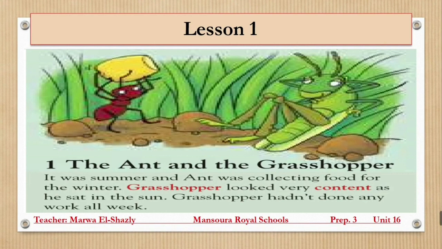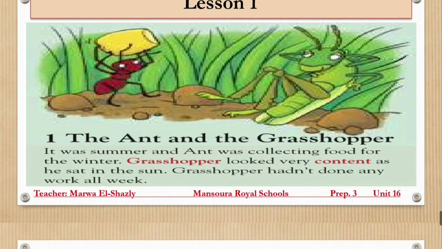Now the first story, The Ant and the Grasshopper. It was summer and Ant was collecting food for the winter. Grasshopper looked very content and he sat in the sun. Grasshopper hadn't done any work all week.